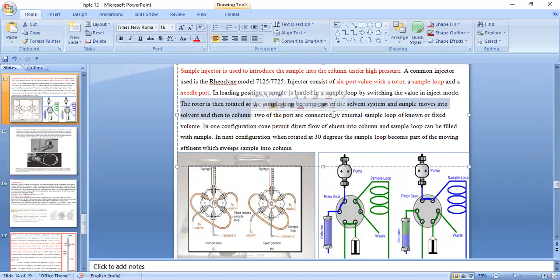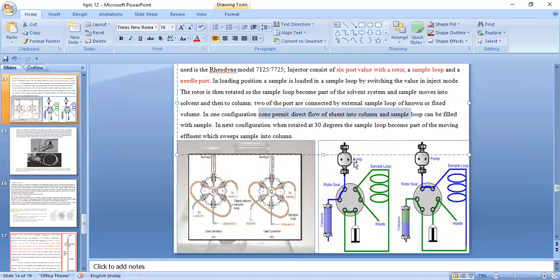Two of the ports are connected by an external sample loop of known or fixed volume. In one configuration, the port permits the direct flow of eluent into the column. एक कॉन्फ़िगरेशन में जो है आपका पंप और कॉलम आता है, जहां पे सॉल्वेंट खाली पंप के थ्रू जाता है और फिर कॉलम में आता है. So in one configuration, the port permits the direct flow of the eluent into the column and the sample loop can be filled with a sample. और इस पोजीशन में हमें सैंपल को लोड करना.